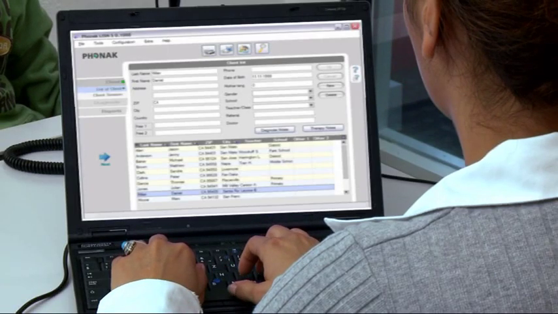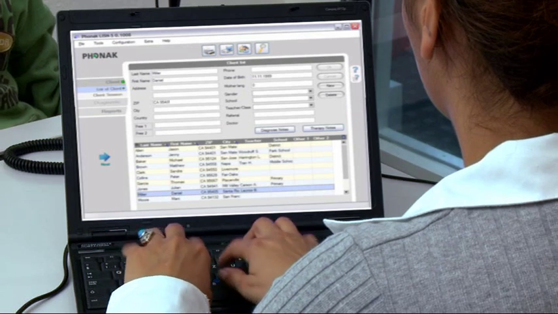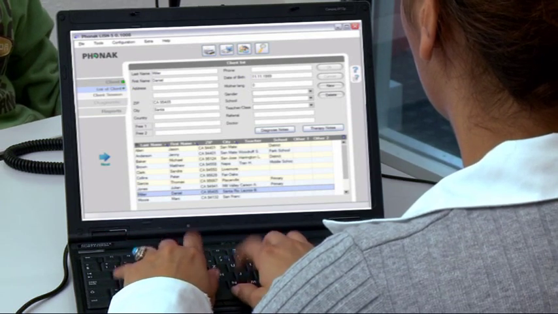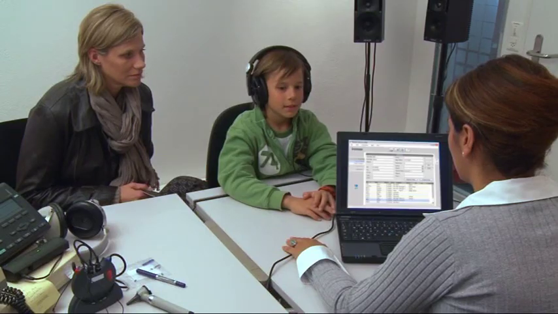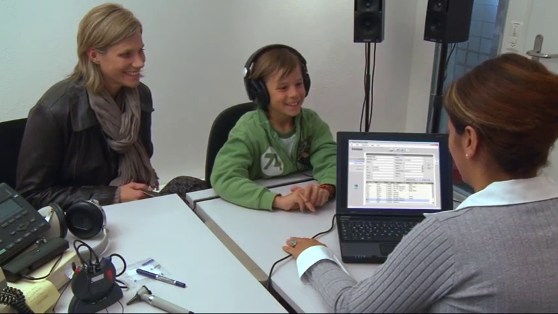Performing a LiSN-S test is easy. The client's data is entered into the software, and the child is then simply instructed that he or she will hear sentences over the headphones spoken by a lady called Miss Smith.